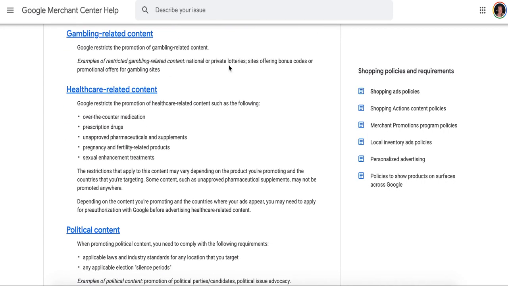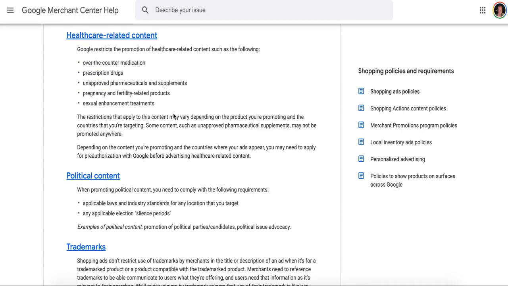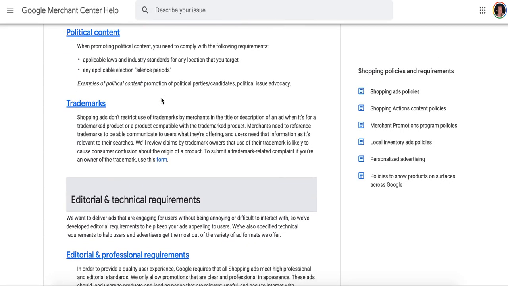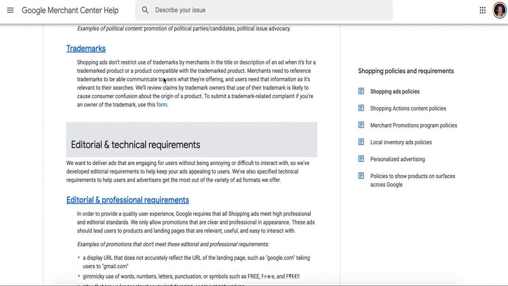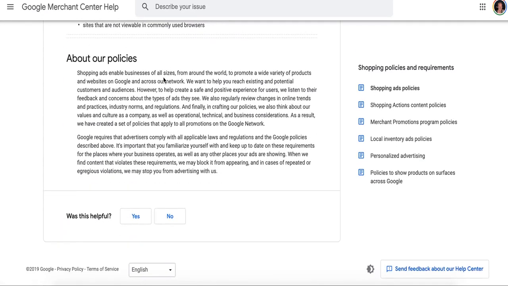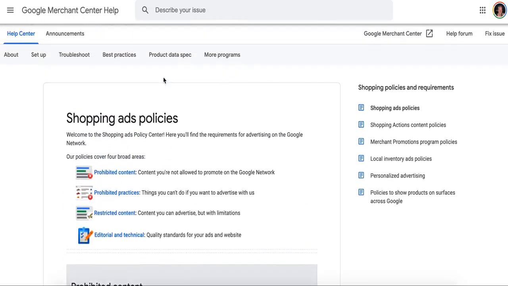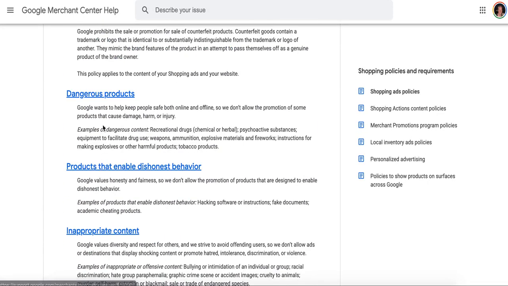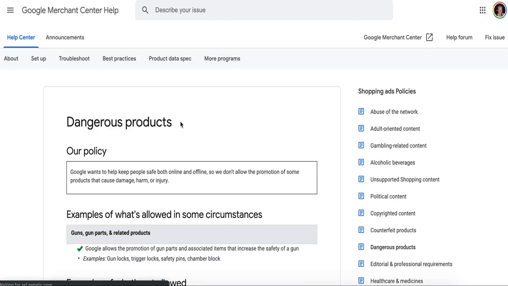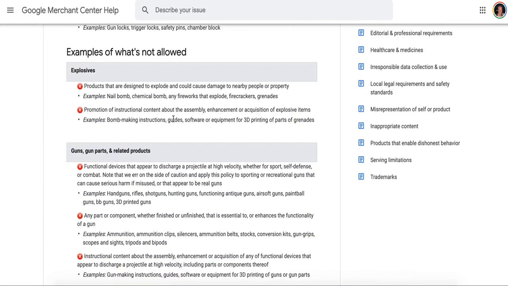Gambling-related content. National and private lotteries, sites offering bonus codes or promotional offers for gambling sites. That's not an issue. Anything to do with medication, prescription drugs, things like that, not allowed. Let's just look at dangerous products, because I think that's the one that is most likely.